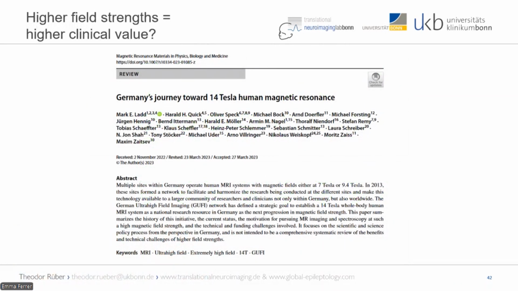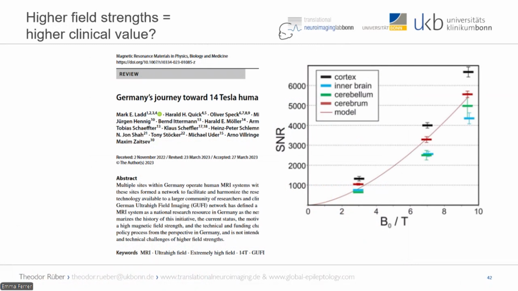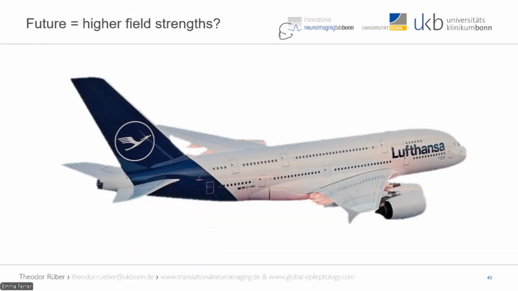So what we have been thinking about in Bonn is, we've read all of your papers, of course, not all of them, but many of them. And we try to think about whether what you found out with regard to the SNR, for example, also goes for the diagnostic validity, right? So is it really like this, that the diagnostic validity is a linear or supralinear function of the field strength, right? And how do we find this out?